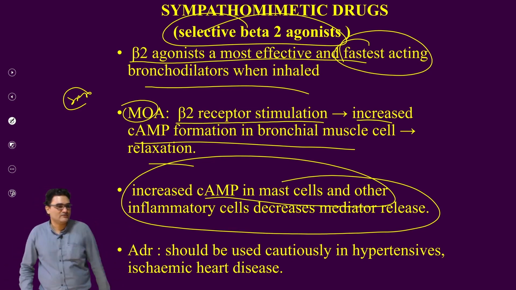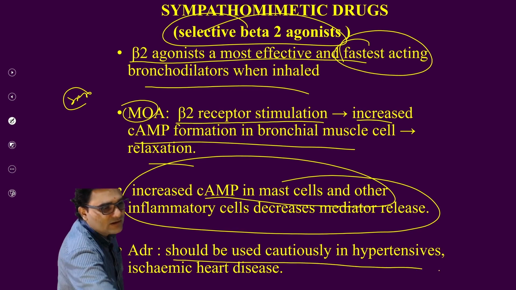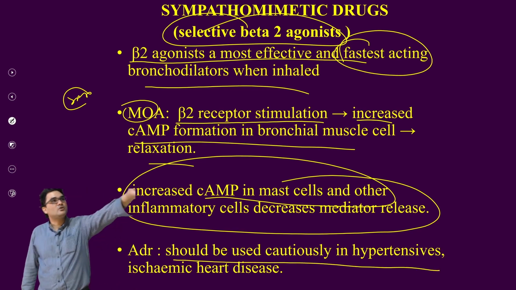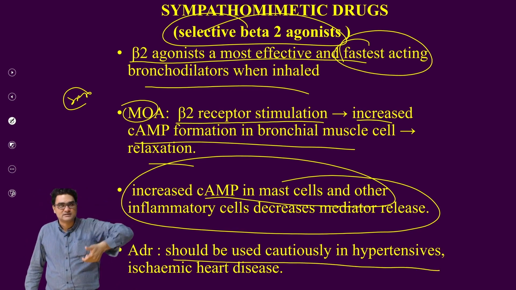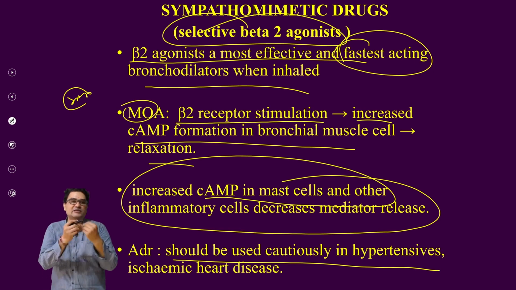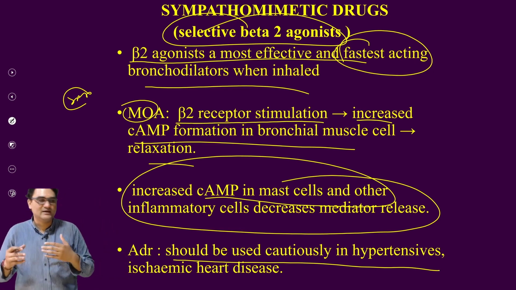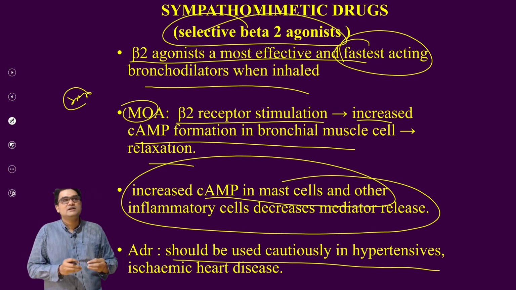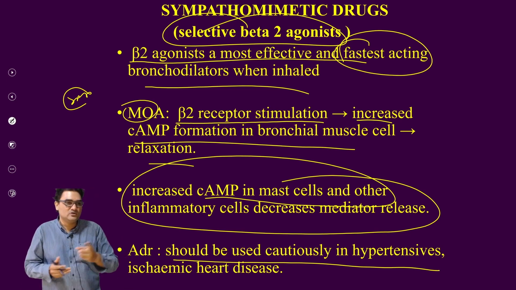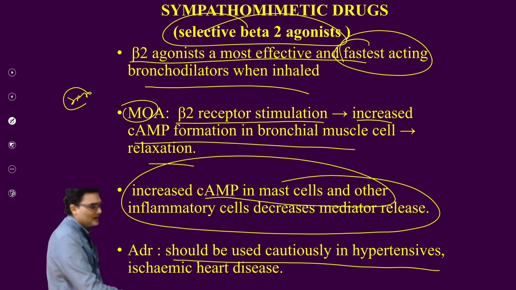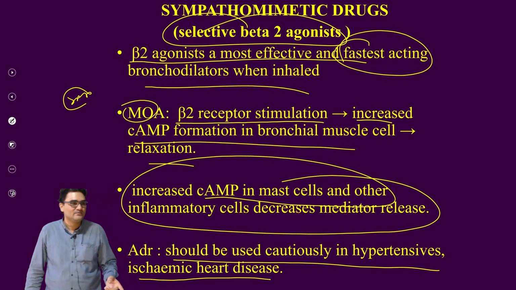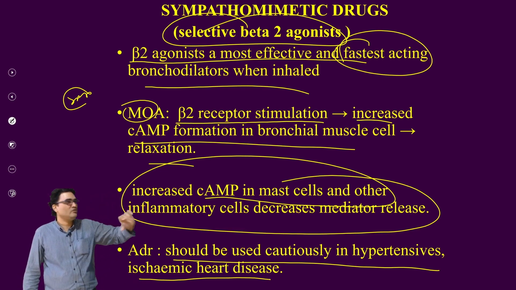So what are the adverse effects? They should be cautiously used in hypertension. Why? They are beta 2 agonistic or sympathomimetic drugs. If taken by the inhalational route, very little enters the systemic circulation. But in these patients, it may cause activation of the sympathetic system. So in hypertensives or ischemic heart disease, you should not use them. This is one general adverse effect of this group.